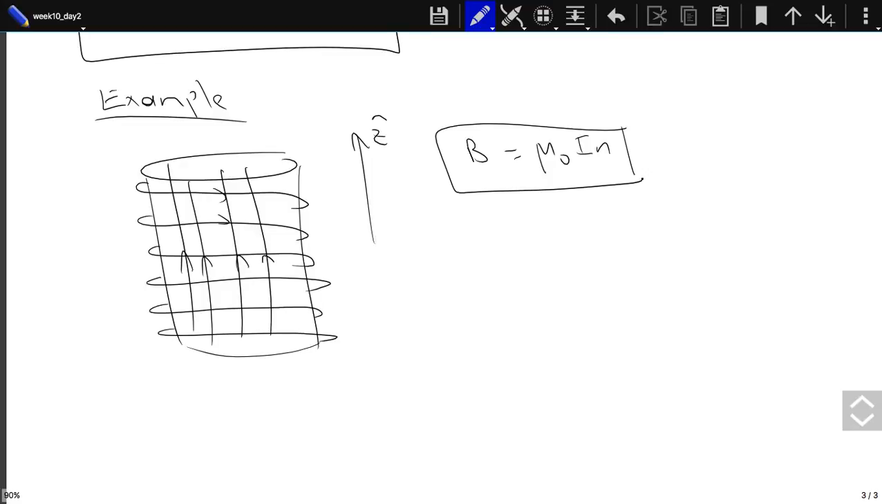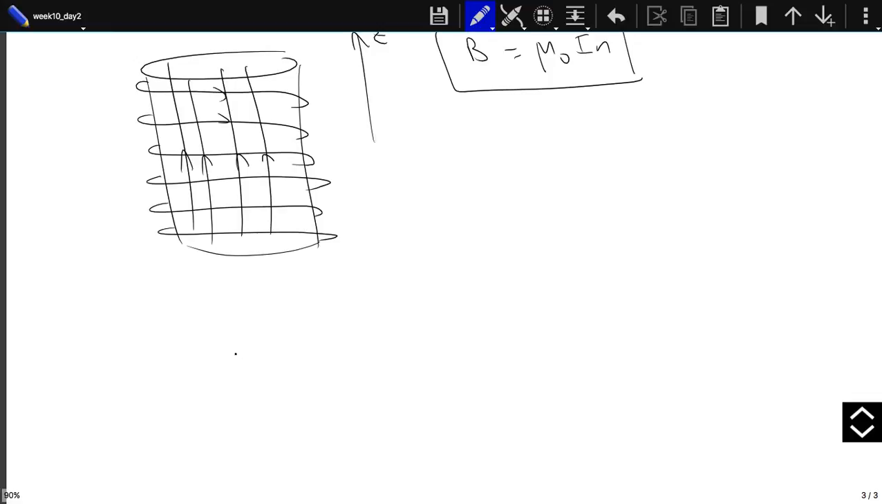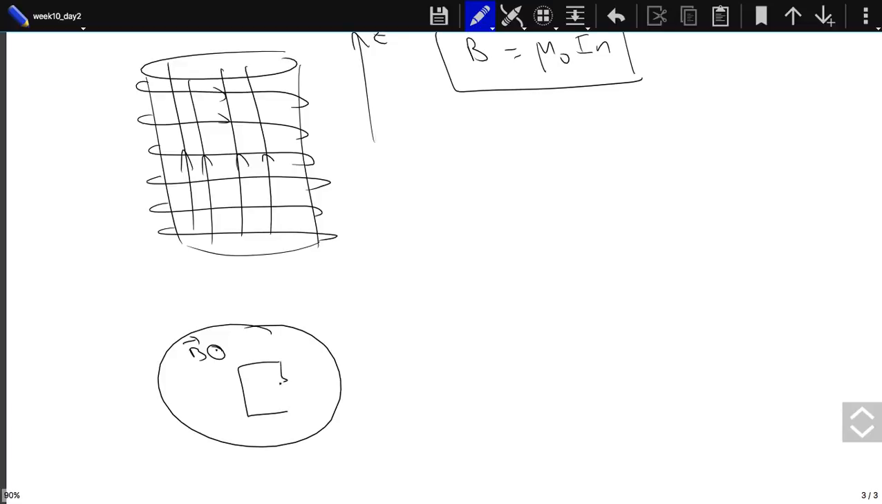Now let's just imagine we have a circuit. Let me just look at it from the top. This is my solenoid. This is the direction of the magnetic field. In it, I put some circuit without any batteries. Just some resistance R. And I will allow the current to change as a function of time.